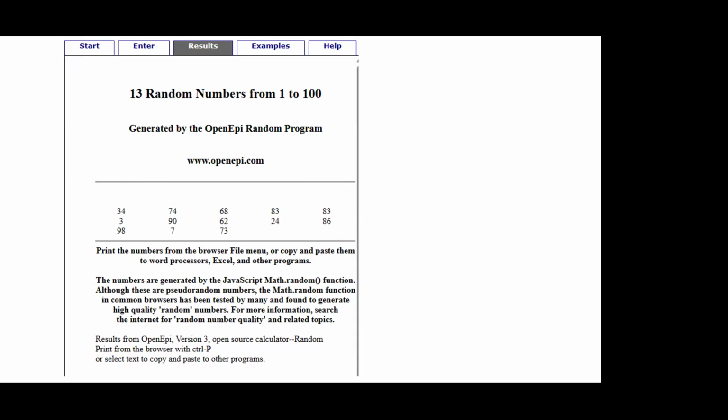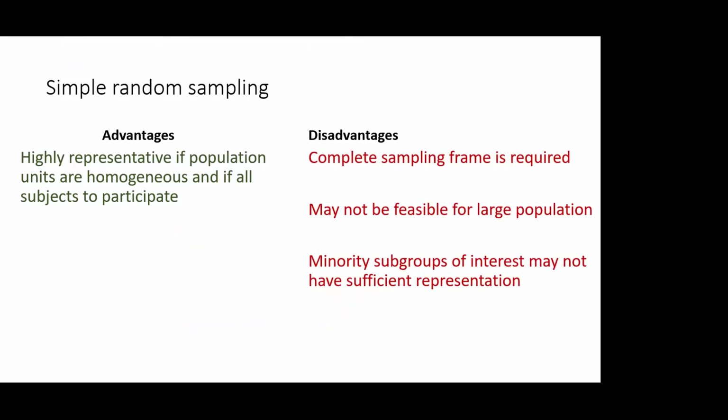So here I would ignore this repetition. I think no other repetitions are there. So I would go till 98. So I would be selecting the 34th participant, 74th participant, 68th participant, 83rd participant, third participant, which are listed in the sampling frame. Okay. The next, what are the advantages of simple random sampling?